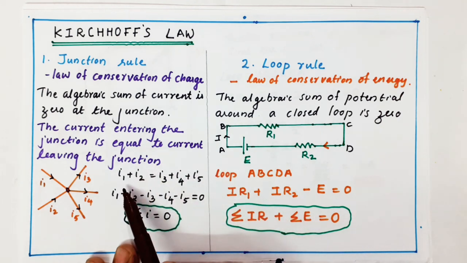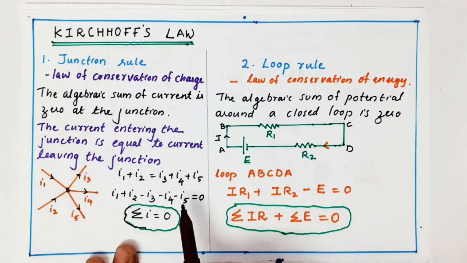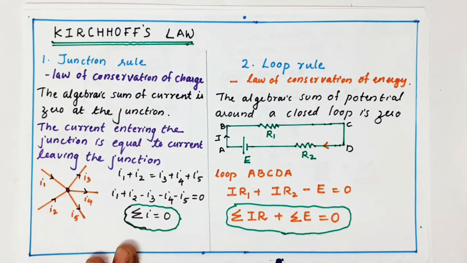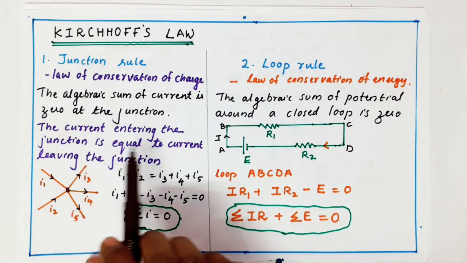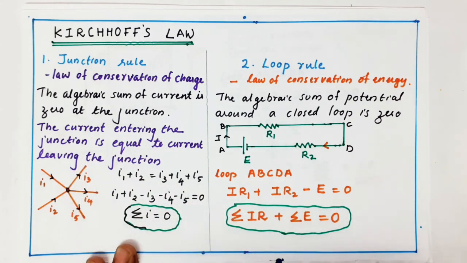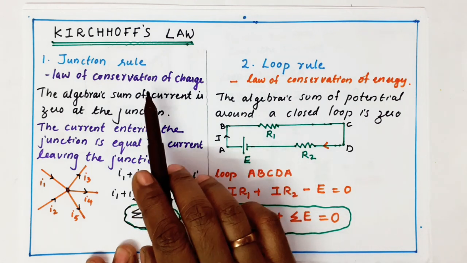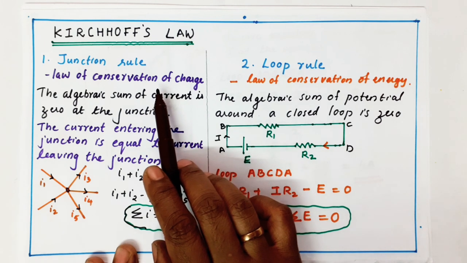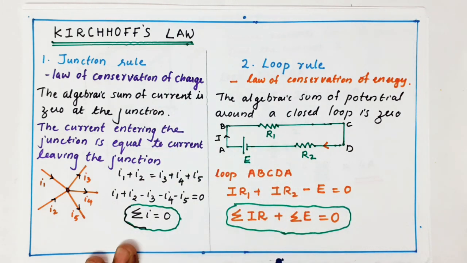If you take all of these to the other side, those terms become minus in sign, and we can write sigma I equals 0. That is what we call the algebraic sum of currents at a junction is 0. Or, in other form, current entering the junction is equal to current leaving the junction. It gives the law of conservation of charge. Okay, clear? Now, the loop rule.